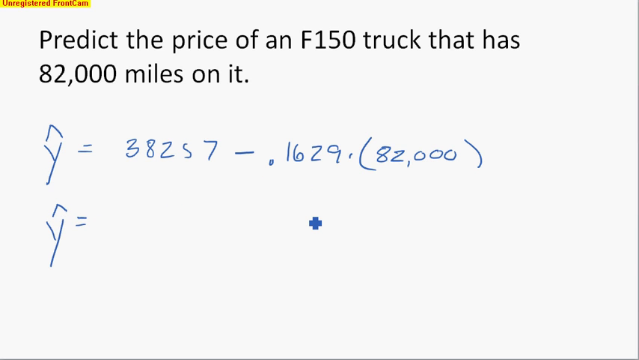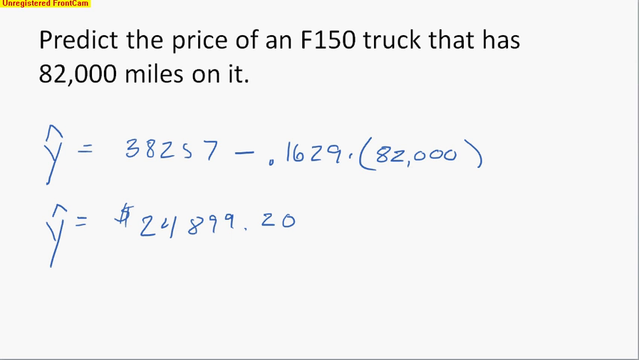So if I just type this into my calculator, not very difficult, I get a price of $24,899 and 20 cents, I believe. And again, if you don't believe me, just grab your calculator: 38257 minus 0.1629 times 82,000. And again, $24,899.20 comes up. Now, we also talked about extrapolation.